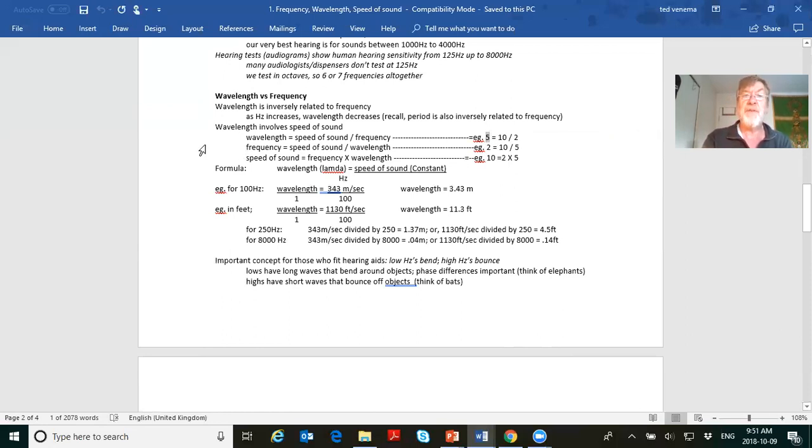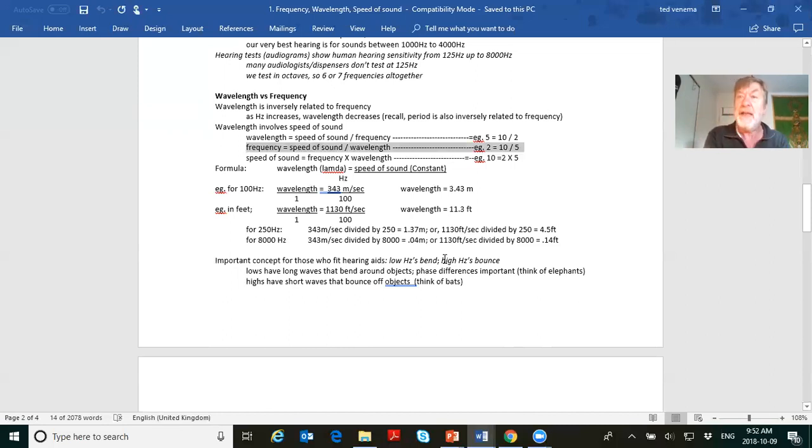And now you can flip the formula around. You can do this: frequency equals speed of sound over the wavelength. For example, 2 is equal to 10 divided by 5. Or 2 over 1 is equal to 10 over 5. Same thing. All we're doing is flipping the formula around. And that's useful, because sometimes I might say you know what the wavelength is, now you have to find the frequency. And sometimes you know what the frequency is, now you have to find the wavelength.